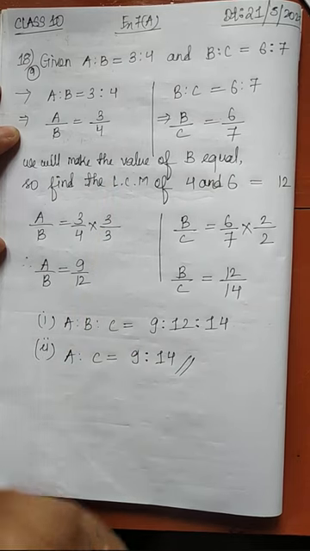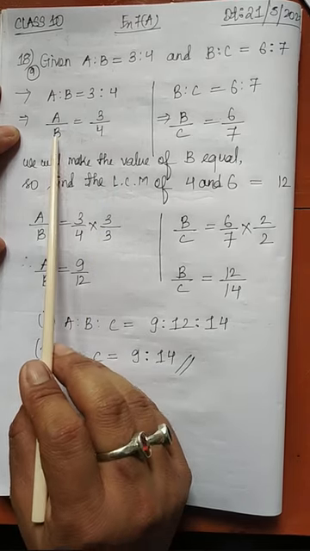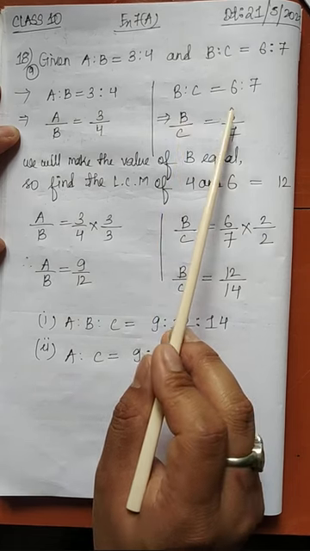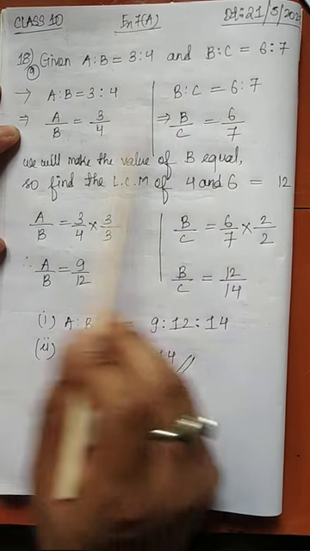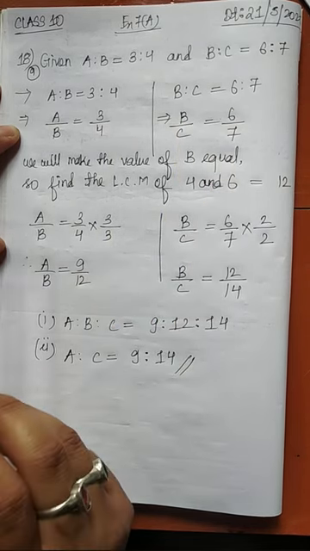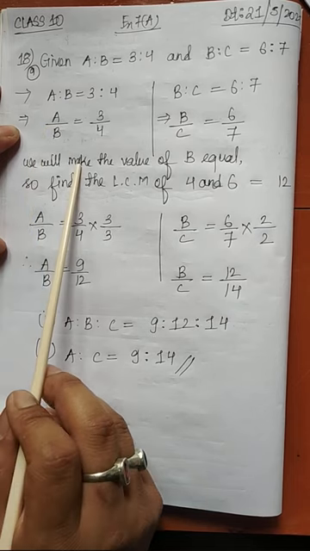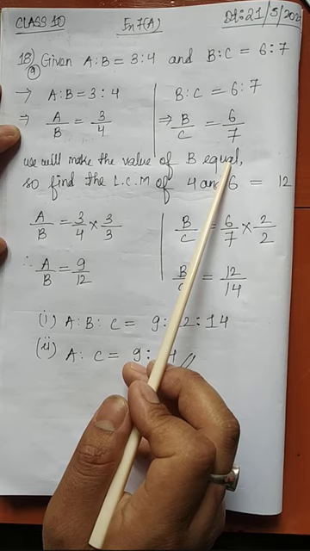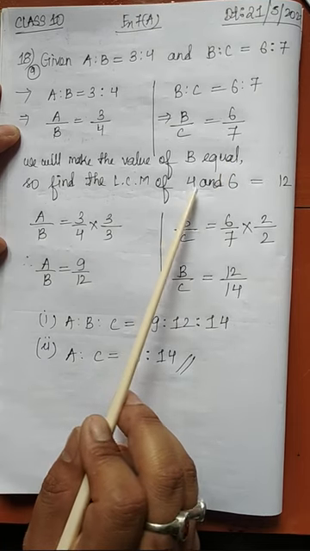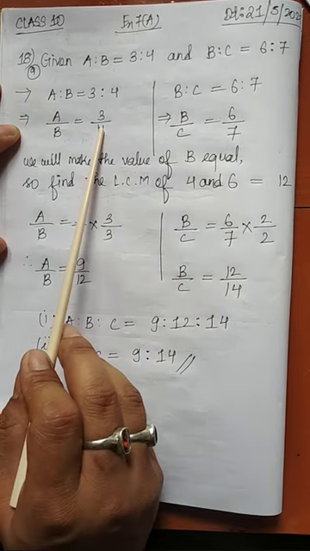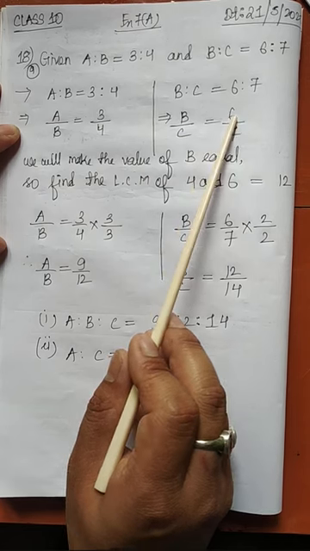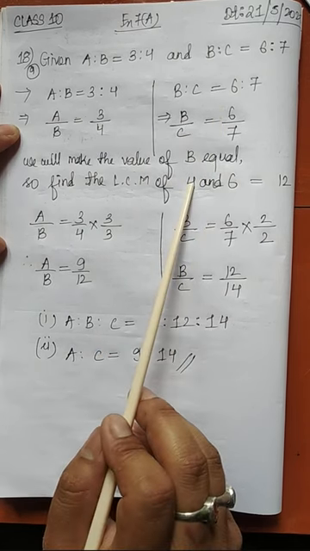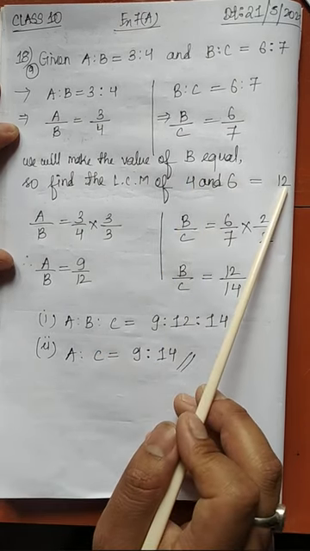But the problem is there are two values of B, B equals 4 as well as B equals 6. So whenever we have this type of problem, we'll try and make the value for B equal. And how can I make the value for B equal? By finding the LCM of 4 and 6. The value for B is 4, the value for B is 6. Just find the LCM of 4 and 6, which is nothing but 12.